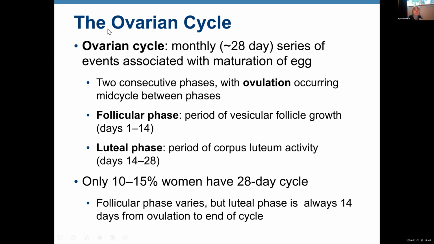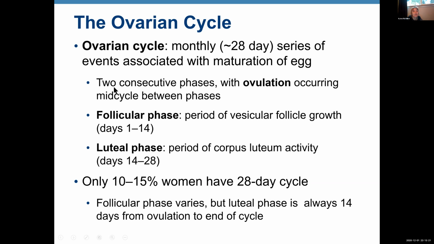So let's look at the ovarian cycle first. The ovarian cycle is monthly, about 28 days. It's a series of events associated with the maturation of the egg or ovum. So it includes the division of oocytes, formation of the secondary oocyte, and also changes within the follicle, right? From primary to secondary to vesicular follicle.